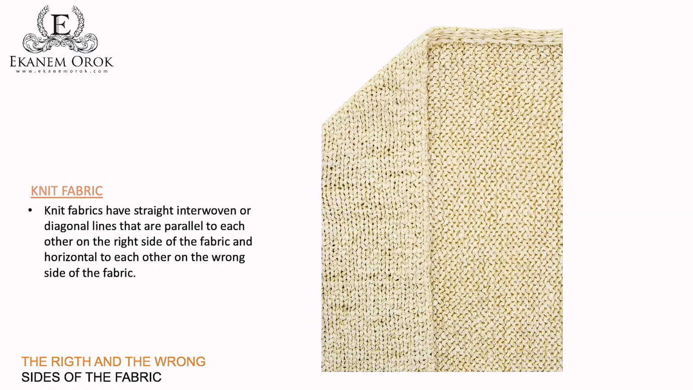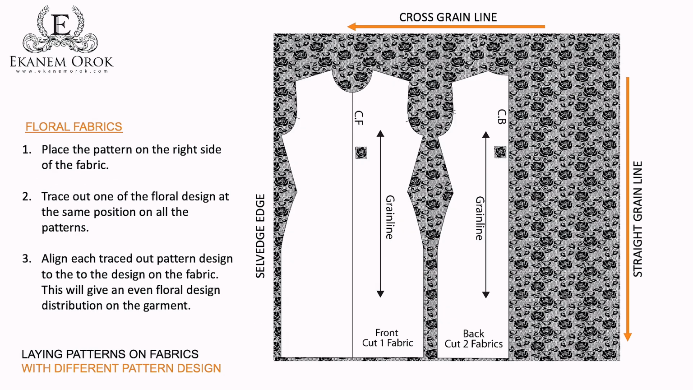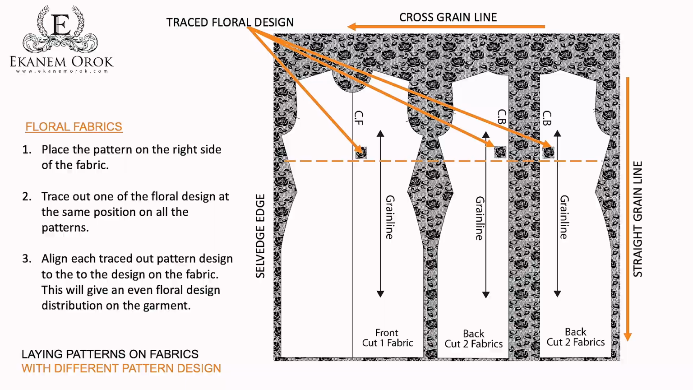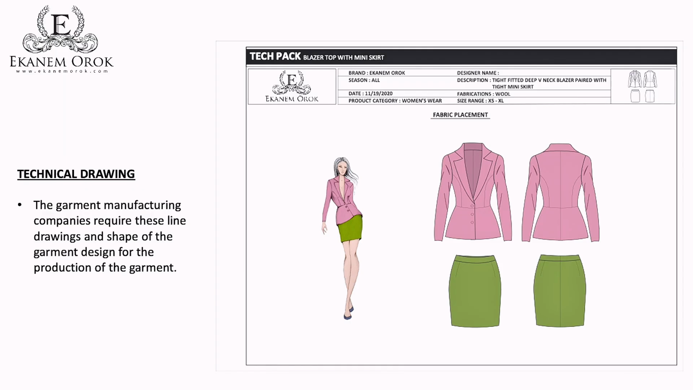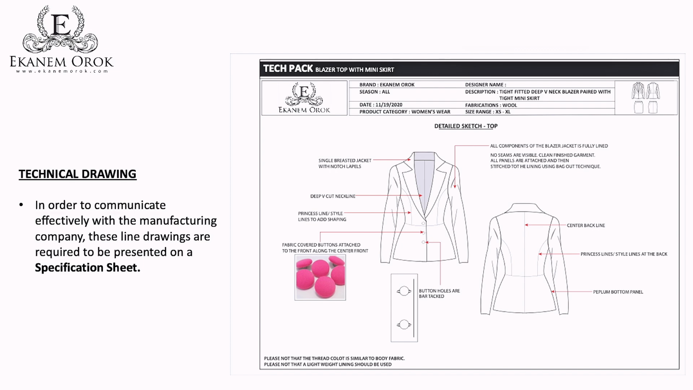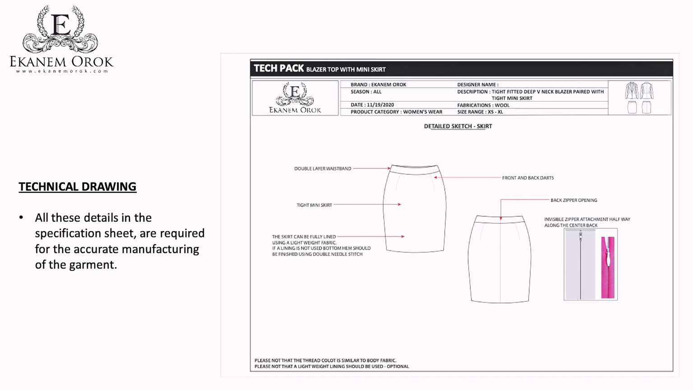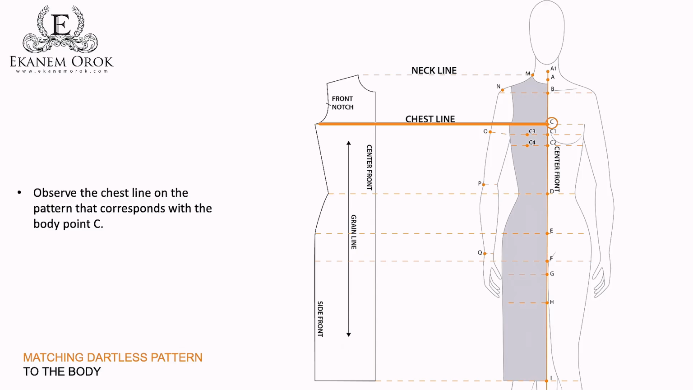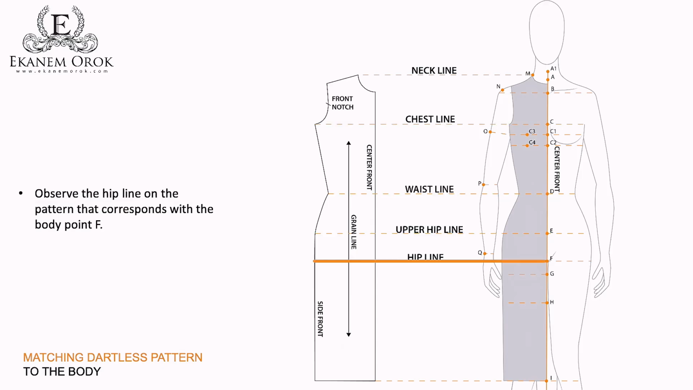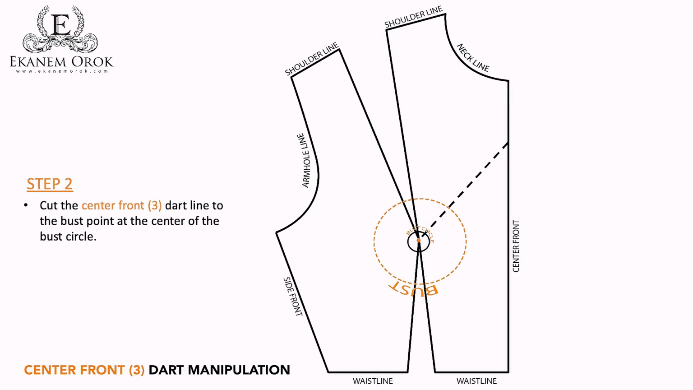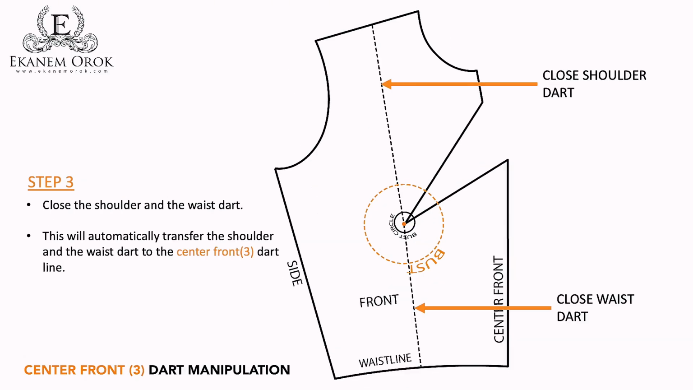In section 15, you learn about fabric types, fabric weaves, and how to lay patterns on fabrics. In section 16, you learn about technical package and how to interpret technical drawing for pattern making. In section 17, you learn how to match patterns to the body. In section 18, you learn how to manipulate darts around the bust point.